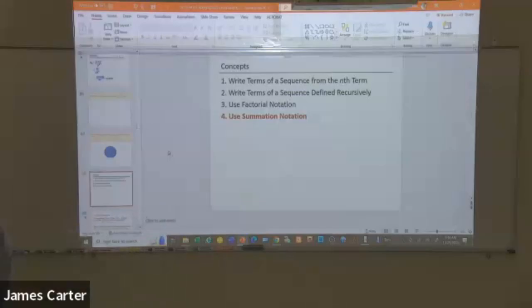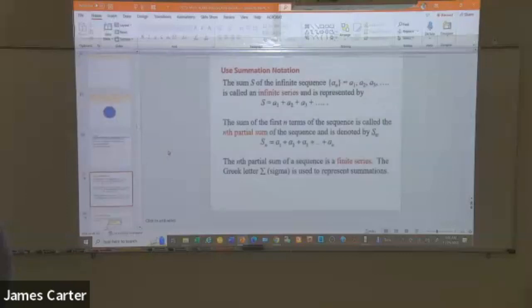Call summation notation. With this summation notation, first I've got to go over some other definitions first. That's kind of redundant.